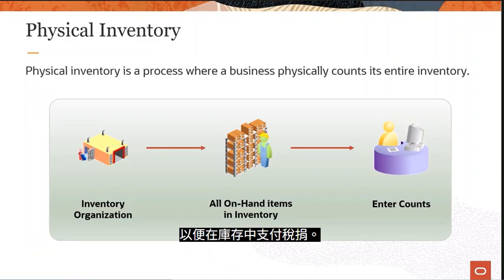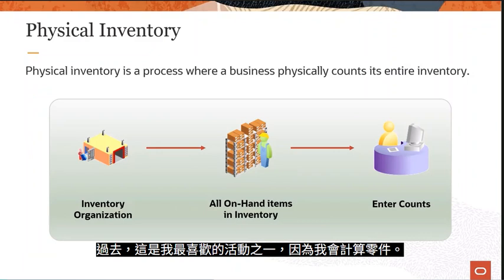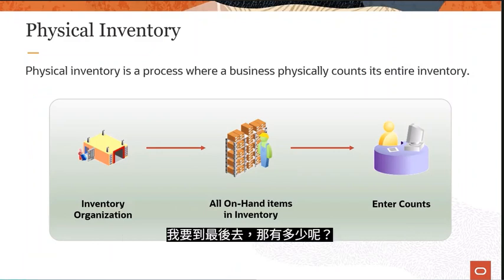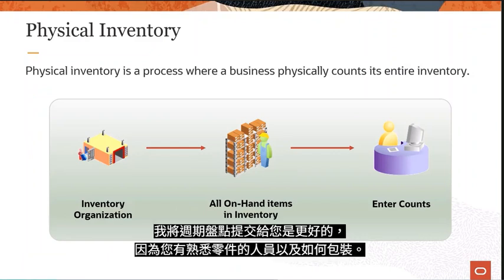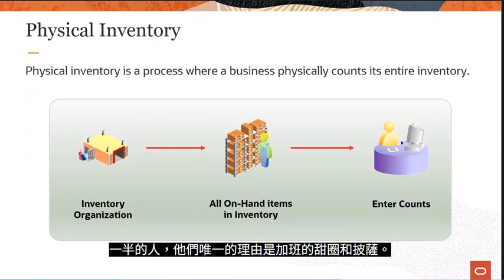Historically, this is one of my least favorite activities, because I would count parts. Once I started counting, my brain would start working on something else. I'd get to the end and go, how many was that? So 3 times. I submit to you the cycle count is much better, because you have people that are familiar with parts and how things are packaged. Most of the time, if you have to close down, a lot of times you do them over the weekend. Half the people, the only reason they're there is for the overtime, donuts and pizza. So cycle count is a much better way to manage this process.